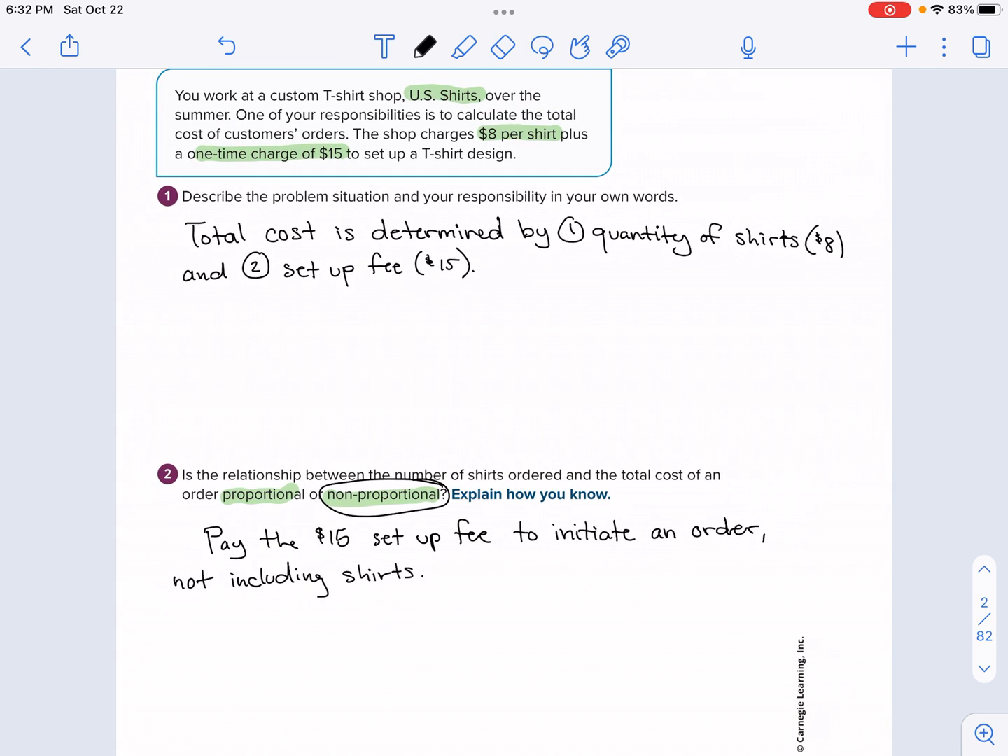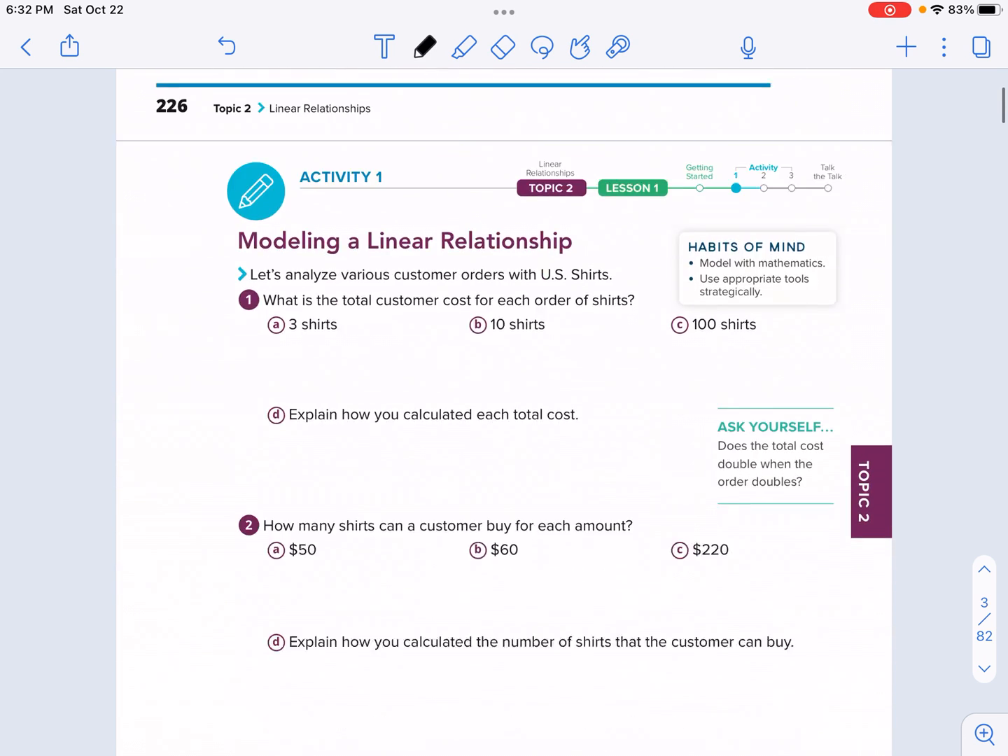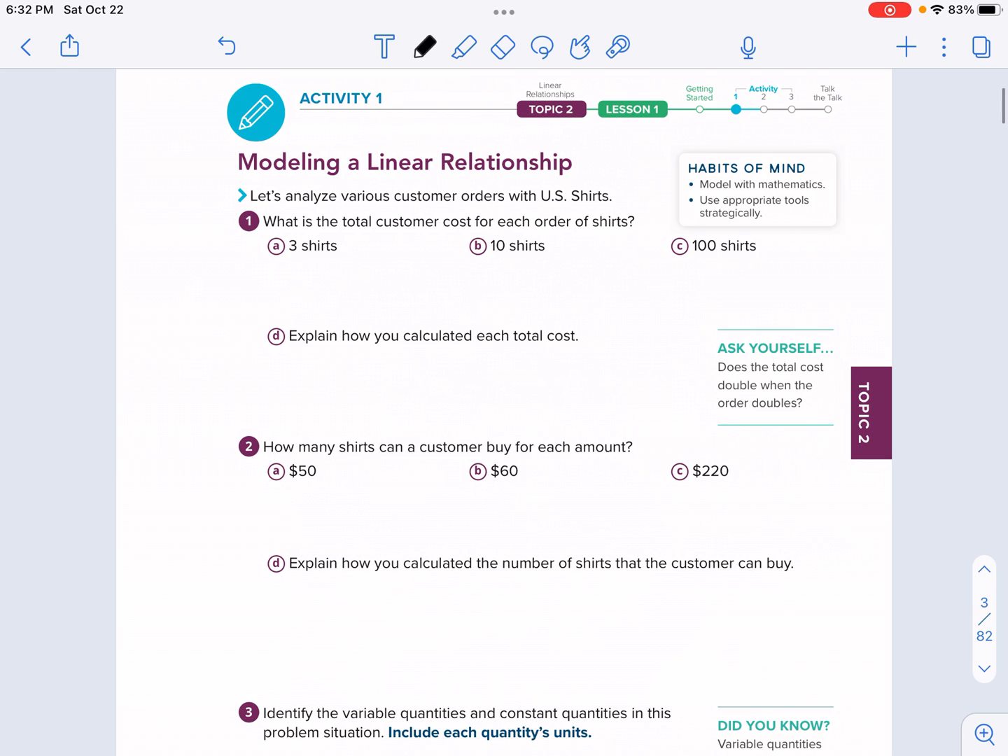All right, we're going to be working on activity 1 and 2. As we go through this, you are allowed to use your calculator. I would say use the calculator that's embedded in your Chromebook, because there's quite a few calculations that we're going to be doing. Okay. But let's look at it.